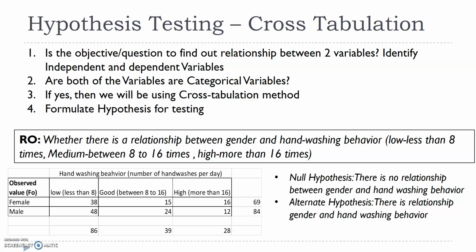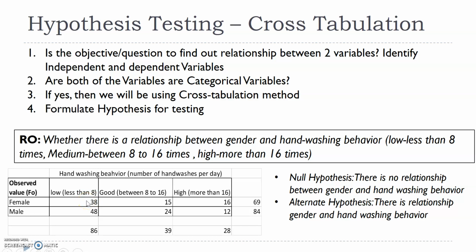Low means the number of hand washes per day is less than 8. 8 to 16 is good behavior, so if somebody is washing their hands between 8 and 16 times, it is good. More than 16 is high. To be honest, that is a little more than what is required. So hand washing behavior is a categorical variable, and to be very specific, an ordinal variable: low, medium, good and high. The second is gender, which is a nominal variable, female and male.